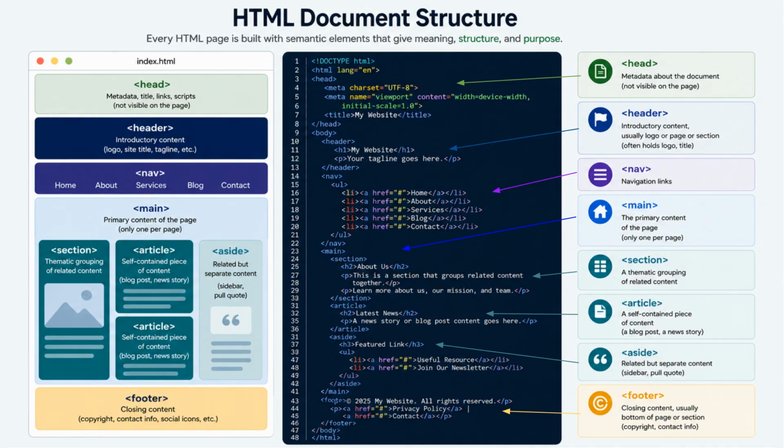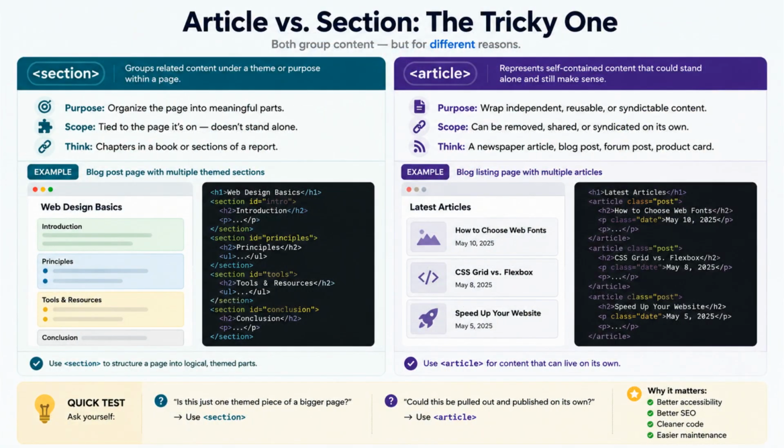Notice in the code that the two are nested one level inside, while header, nav, main, and footer sit as direct children of body. That nesting is worth pointing at explicitly. It's easy to get wrong. This is the slide students get stuck on most, so give it real time.